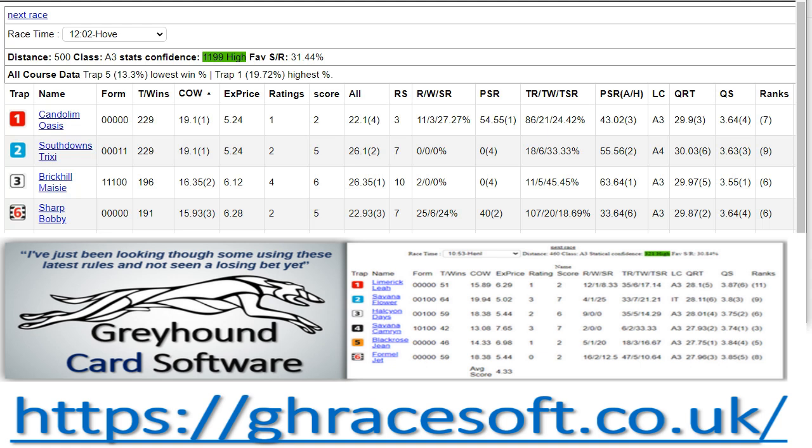So in this recording I am going to show you how you can use the Greyhound Card software to find Dutch selections using some of the latest information that I've put into the cards, and how you can make up to 50% or more of your stake by selecting 4 runners using the information provided in the cards. So stay tuned and let's get on with it.